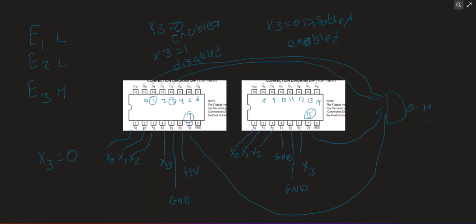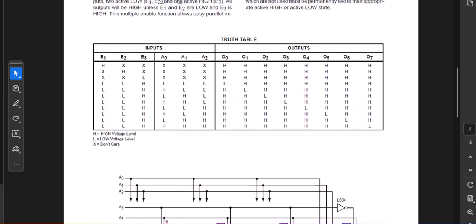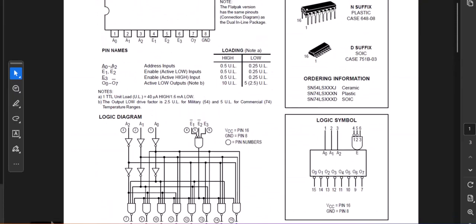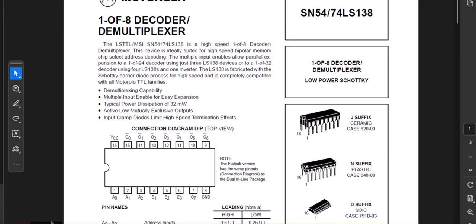What is the name of the chip for the DMUX? It is a 74-138.